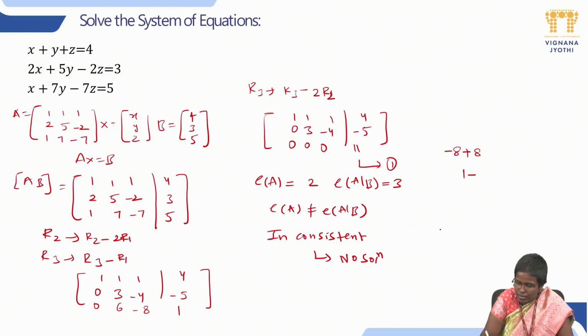Or else we can say that the system of equations represents parallel lines. Suppose this is a line, this is a line, this is a line. So there is no intersection between the lines. So whether we are going to get any solution for these parallel lines? No. So here the system of equations has no solution. This is the first problem.